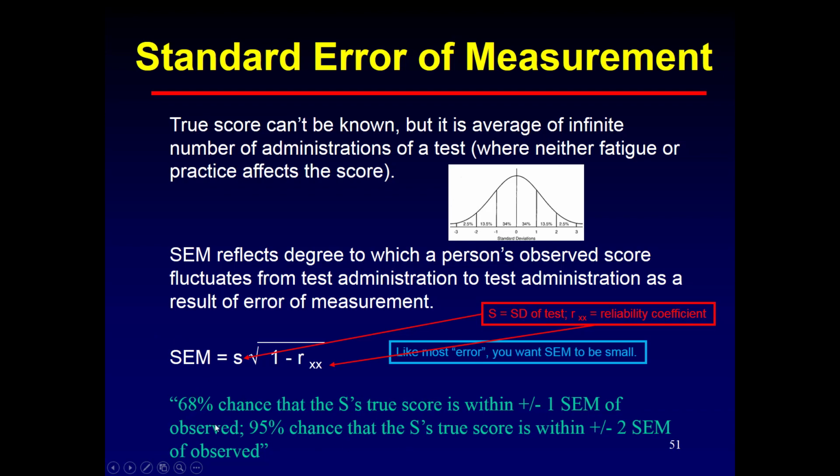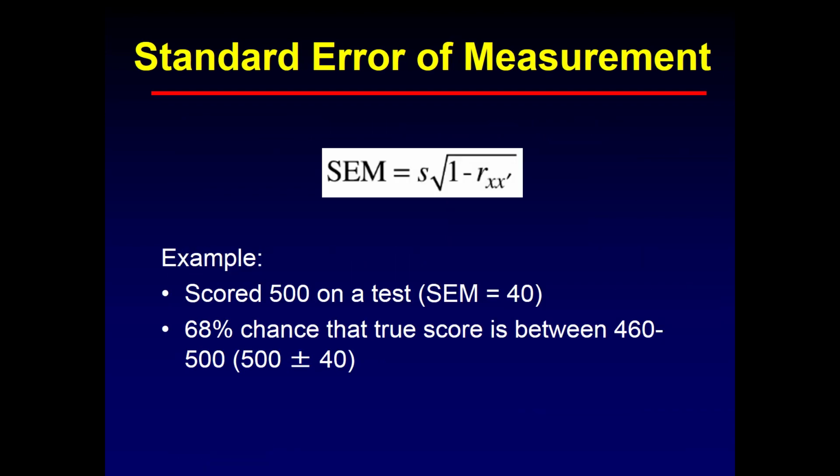68%, okay? You recognize that number. There's a 68% chance that the subject's true score is within plus or minus 1 standard error of measurement of the observed score, okay? So there's a 95% chance that the subject's true score is within plus or minus 2 standard error of measurements of the observed score. We don't use it as often in our field, but you should be familiar with it. Here's the formula for it.